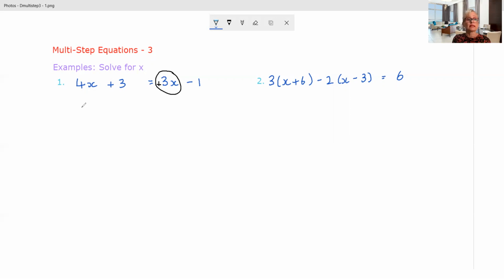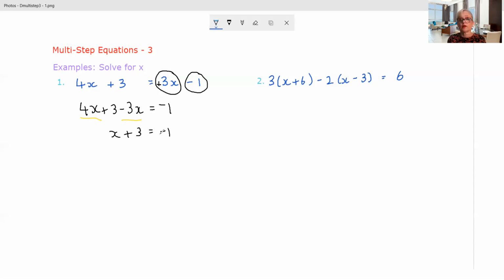Let's do that. Let's take our 3x away from both sides. Now, don't forget, this is a -1. You can't forget that the minus is actually there. Now we can gather up our like terms. 4x minus 3x. How many x's do we have? We have 1.